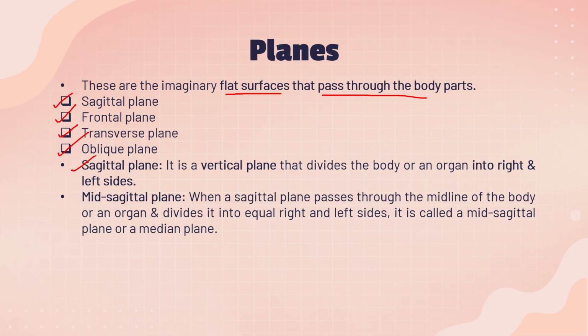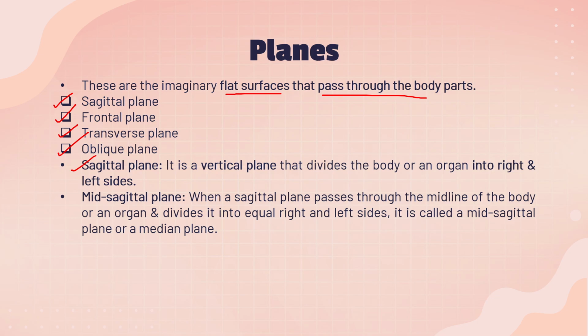Okay, the plane which passes through the midline of the body and divides it into equal right and left sides is called the mid sagittal plane. Whereas the parasagittal plane does not pass through the midline. It can pass on either side of the midline, right? And it will cut the body into right and left sides, but in unequal sizes. So parasagittal does not pass through the midline, whereas mid sagittal passes through the midline.